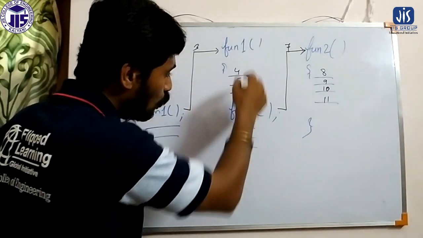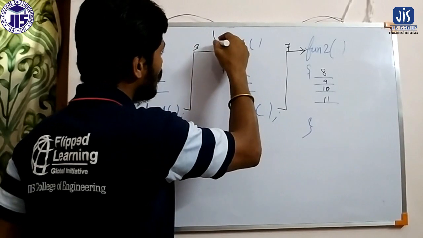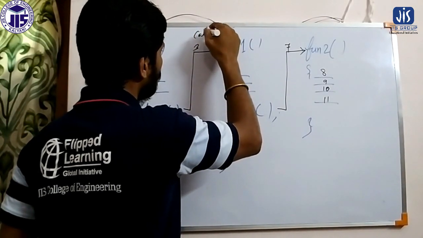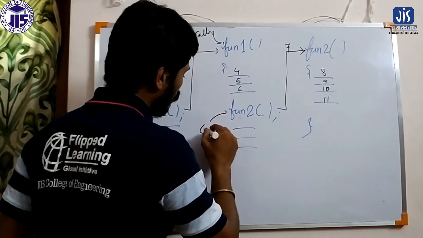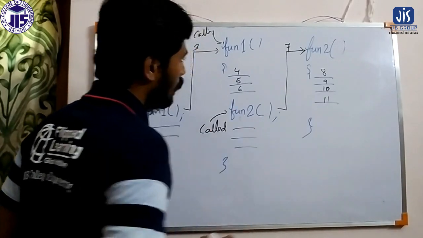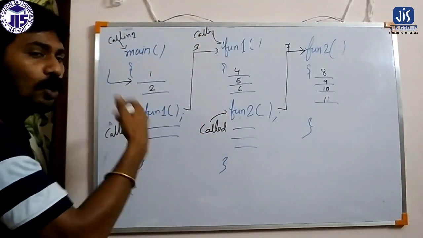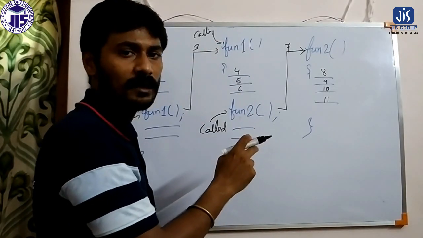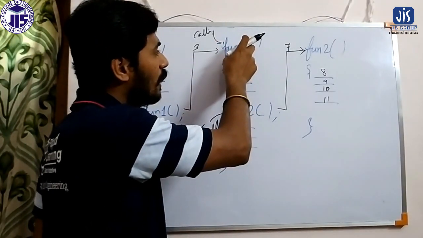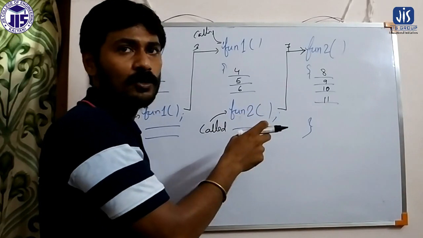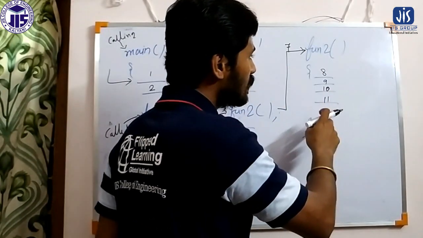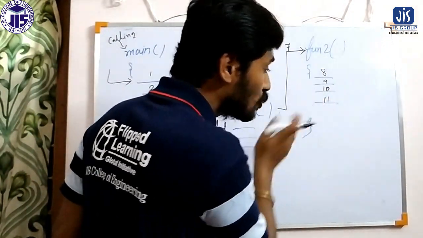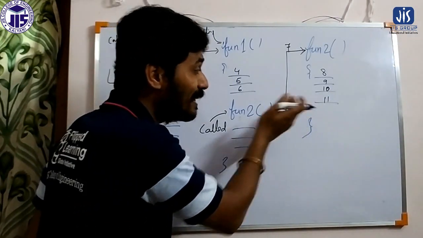But here if you look at this function, function 1 will become the calling function and function 2 is the called function. The called function gets changed because we have called function 2 within function 1, or we can say function 1 is calling function 2. That means after executing function 2, it will return to its calling function.